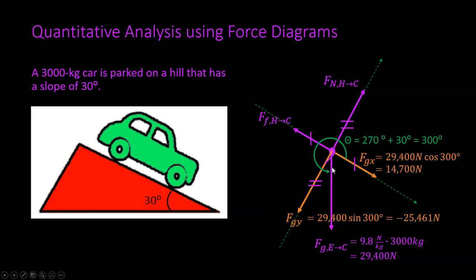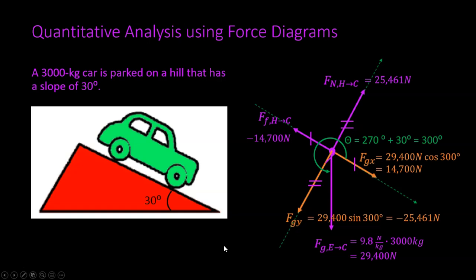Once we know the components of the gravity force, we can move on and find the strength of the normal force and the friction force. The normal force has to balance the y component of the gravity force, so it'll be 25,461 newtons in the positive direction, and the friction force needs to balance the horizontal component or x component of the gravity force, so the friction force is 14,700 newtons in the negative direction.